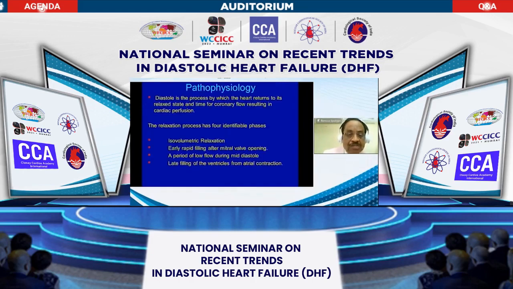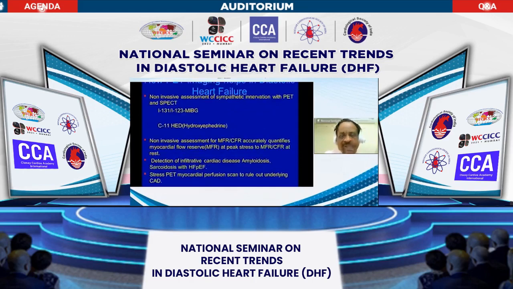So what is the pathophysiology? Diastole is the process by which the heart returns to its relaxed state, and the time for coronary flow, resulting in cardiac perfusion. As you know, the relaxation process of the left ventricle is identified in 4 phases. One is isovolumetric relaxation. The second is early rapid filling after the mitral valve opens up. Then a period of low flow during mid-diastole. Then the late filling of the ventricle from atrial contraction.